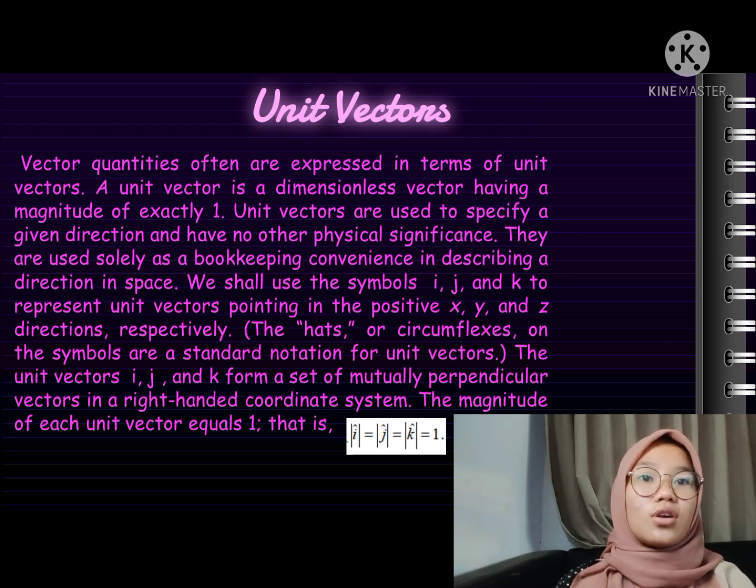The unit vectors i, j, and k form a set of mutually perpendicular vectors in a right-handed coordinate system. The magnitude of each unit vector equals 1, that is, the magnitude of i, the magnitude of j, and the magnitude of k all equal 1.